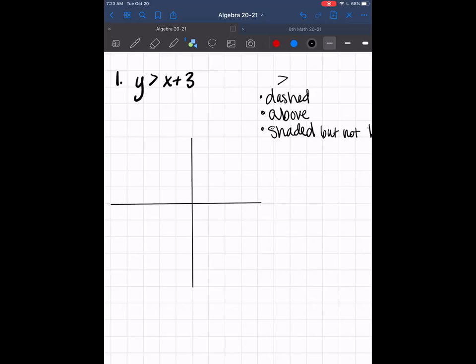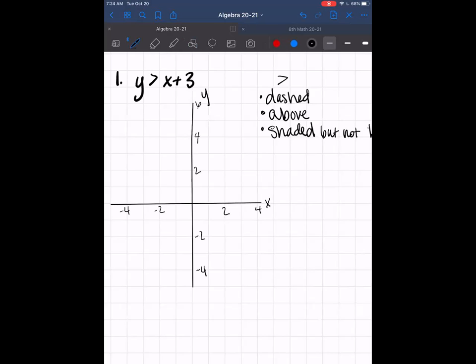Okay, and then I'm going to make it a little bit bigger. So this is 2, 4, 6, -2, -4. This is 2, 4. This is -2, -4. This is my x-axis. This is my y-axis. I always like to label it.